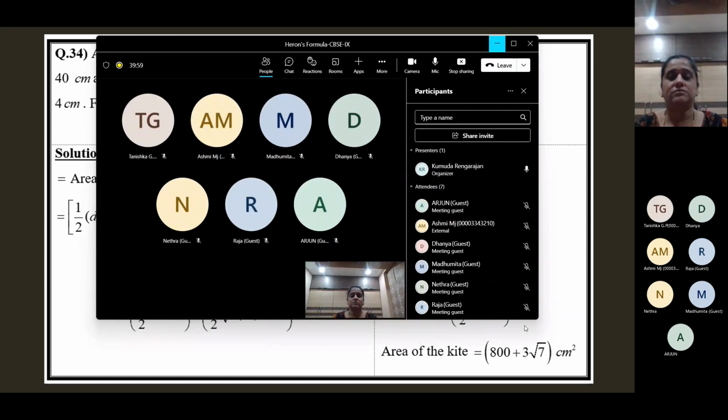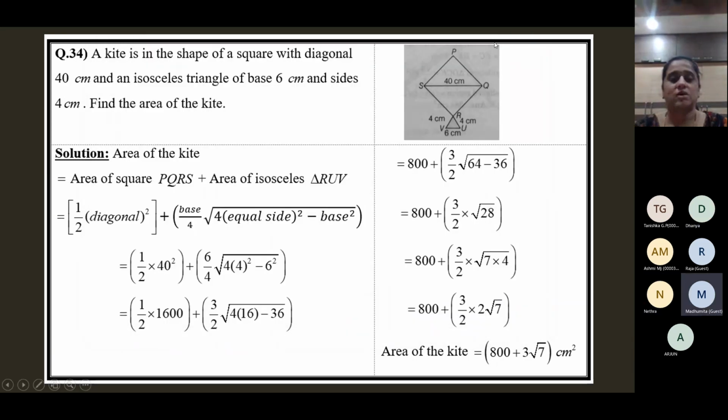Done, children? Yes, ma'am. All right, children. So half d square, or half into diagonal square, is the formula to find the area of a square. See, what is the formula to find the area for rhombus, children?